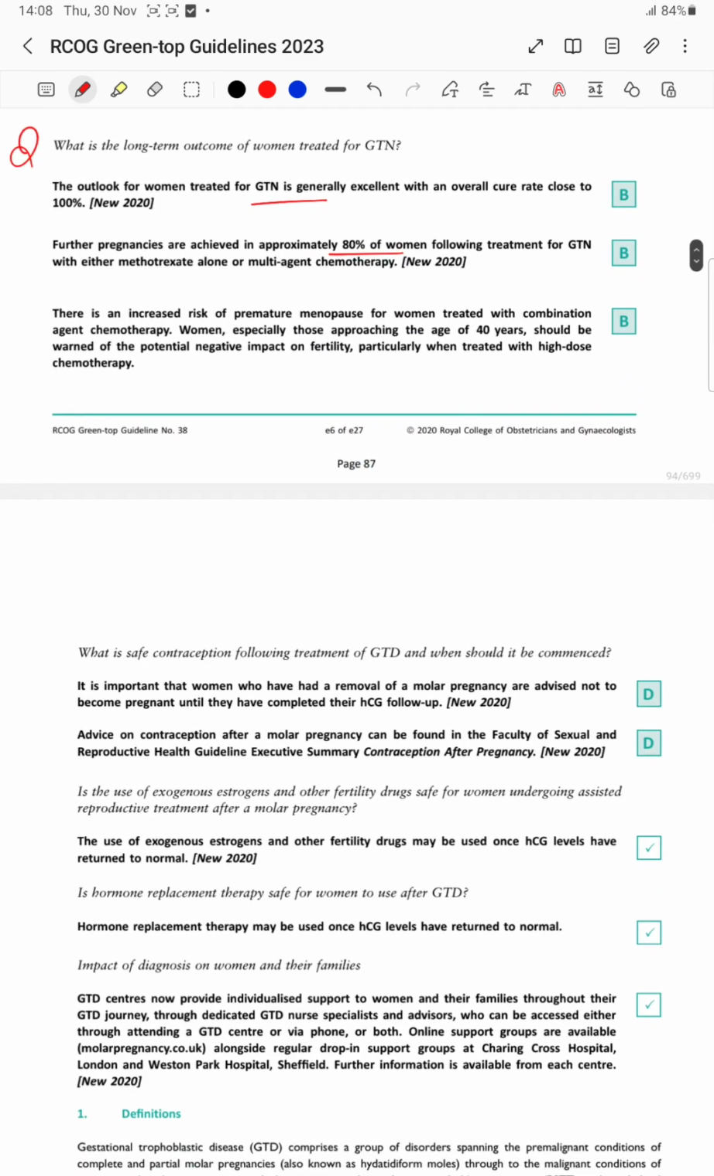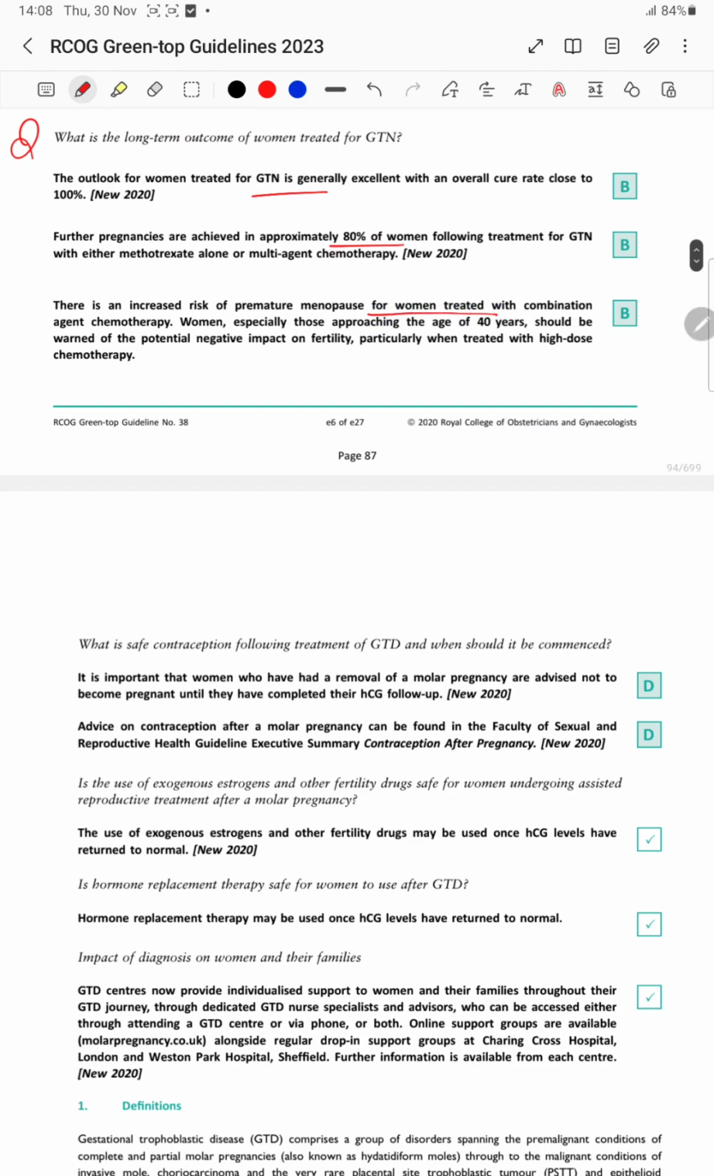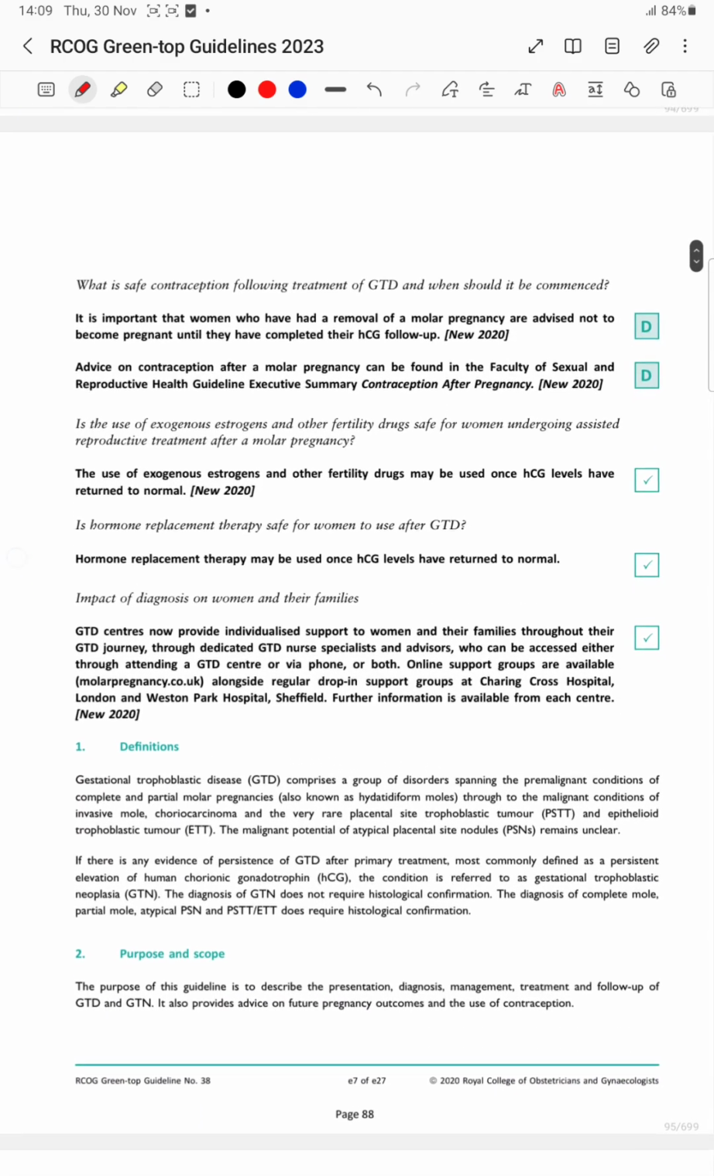There is an increased risk of premature menopause for women treated with combination chemotherapy. Women, especially those approaching the age of 40, should be warned of the potential negative impact on fertility, particularly when they are treated with high-dose chemotherapy.